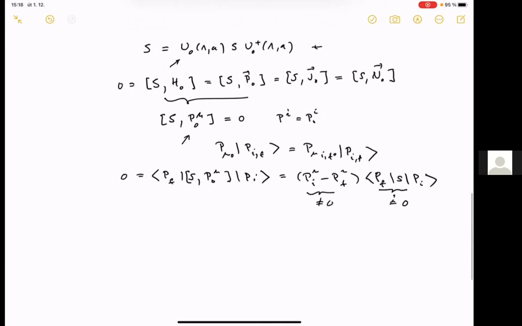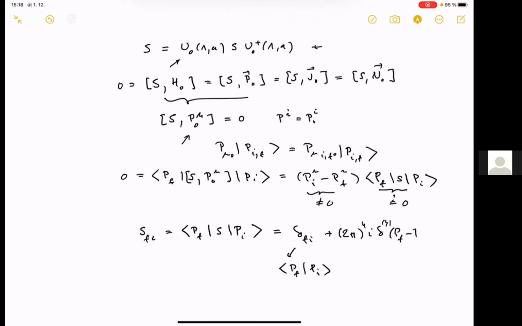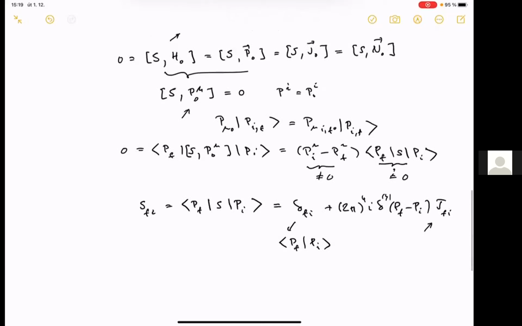So we can repeat what we did for the energy conservation, and we can write the S matrix elements between these free four-momentum eigenstates. And what we get is just this delta Fi, which is nothing else but such a scalar product, plus, and again conventionally we put here some normalization, 2 pi to the fourth times i times delta function, now expressing the conservation of four-momentum, Pf minus Pi, times something which we could call TFI, and this TFI is sometimes called the T matrix on the four-momentum shell.